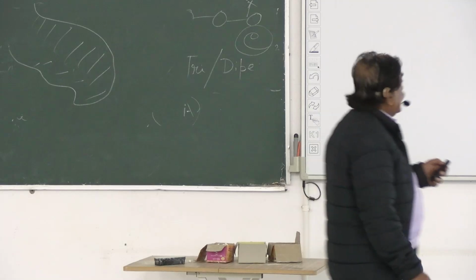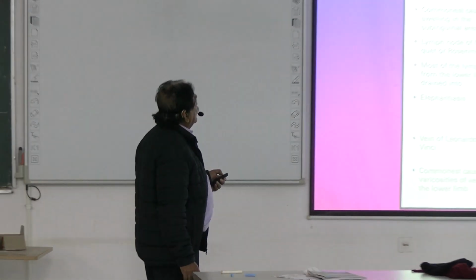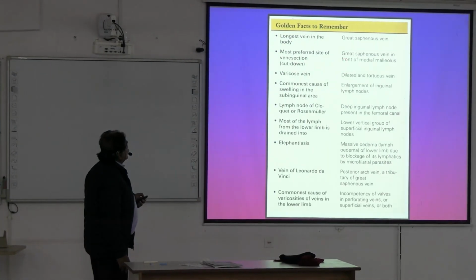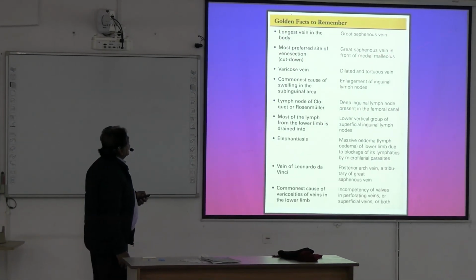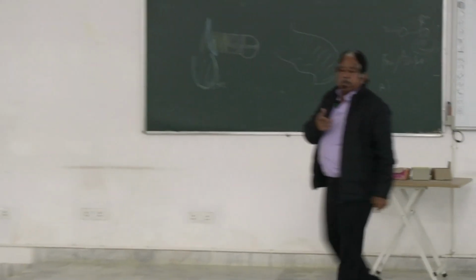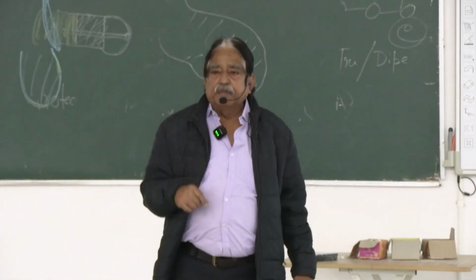Okay, now, golden facts to remember. Longest vein in the body, great saphenous vein. Most preferred site of venesection, cutdown, great saphenous vein in front of the medial malleolus. Nowadays, you get a Gelco needle or Kit Kat, anywhere you can put in.